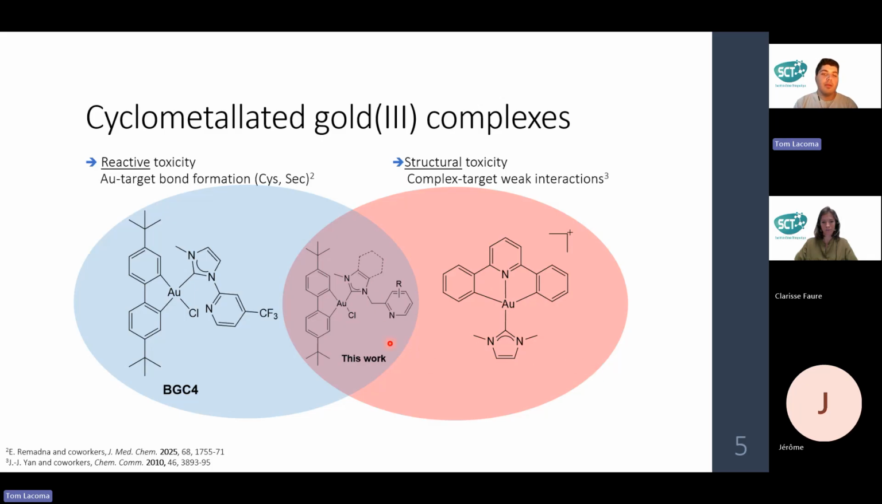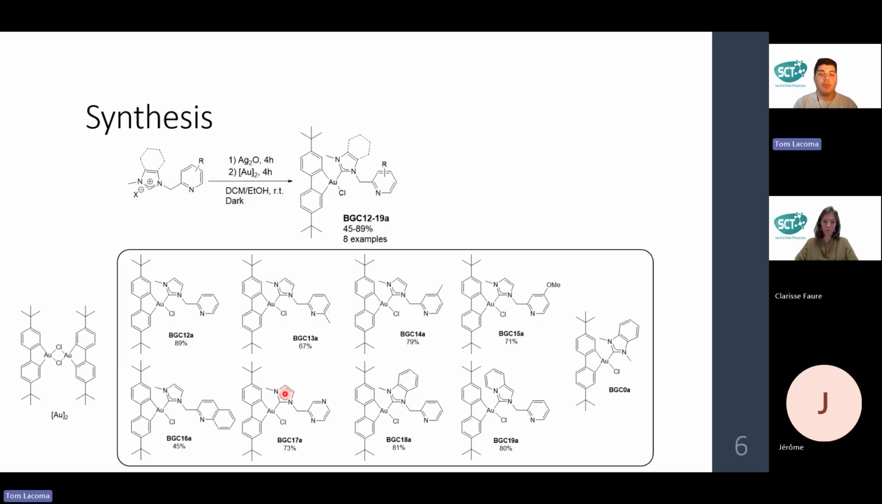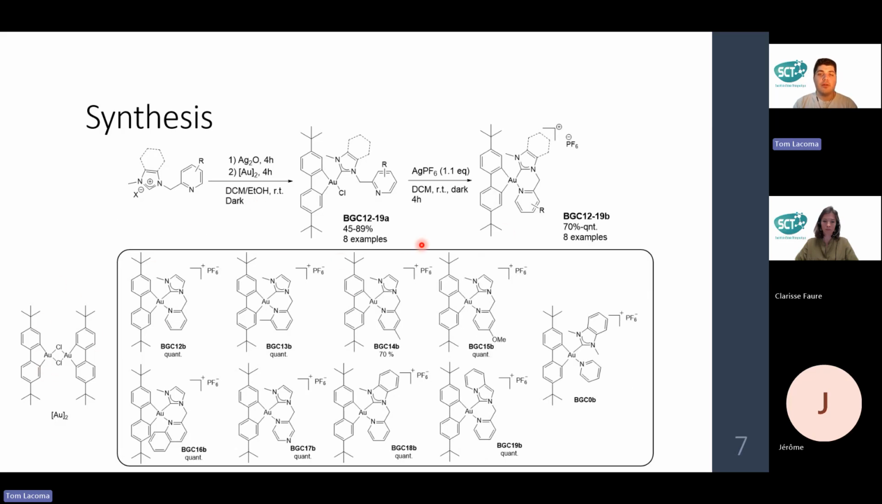So to do this, we kept the biphenyl gold scaffold for the stability, and we employed a bridged carbene pyridine ligand, where the carbene is strongly bound to the gold and the pyridine is more labile. So we first synthesized a series of 8 neutral compounds with the open pyridine from the azolium compound and the biphenyl gold chloro scaffold, and we further converted them to the cationic complexes through action of a silver salt. The syntheses were really smooth and performed in good yield.